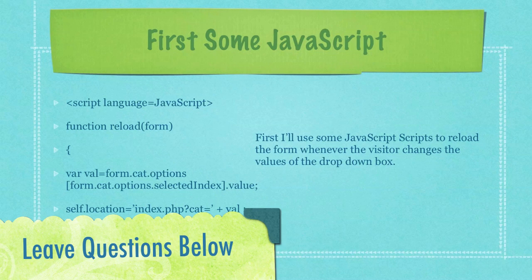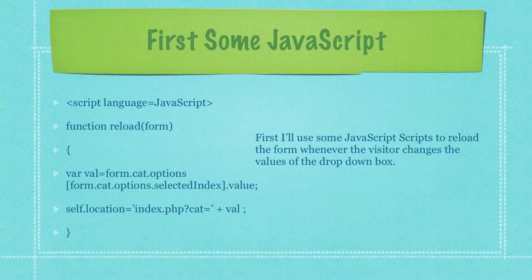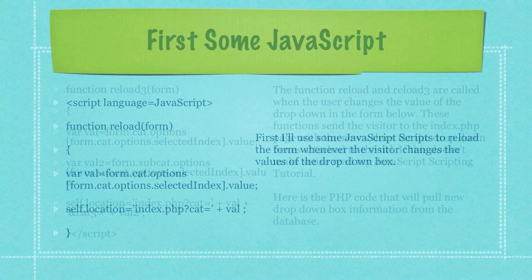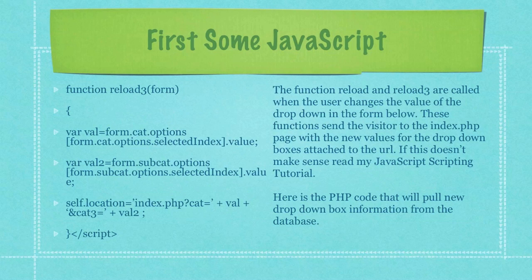First, I'll use some JavaScript scripts to reload the form whenever the visitor changes the values of the drop-down box. The functions reload and reload3 are called when the user changes the value of the drop-down in the form below. These functions send the visitor to the index.php page with the new values for the drop-down boxes attached to the URL. If this doesn't make sense, you should definitely look into my JavaScript scripting tutorial.